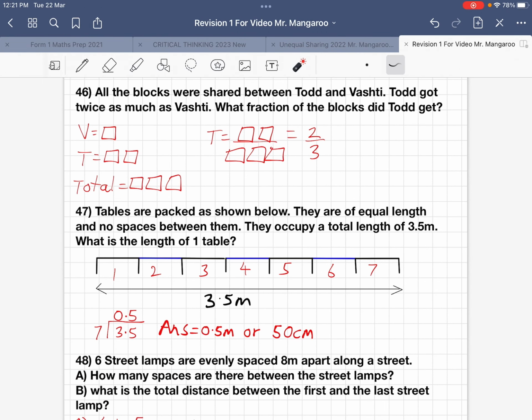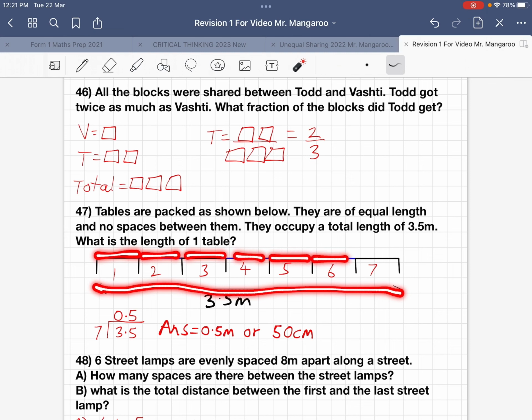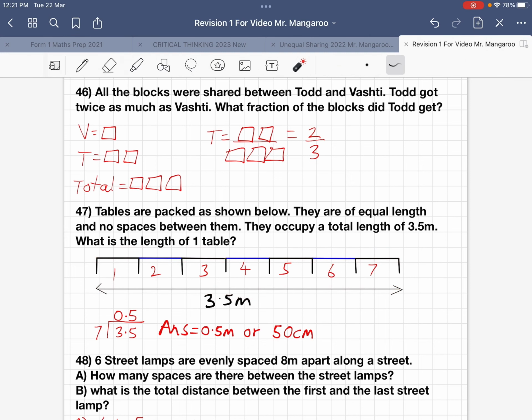47. So we have a total length of 3.5 to be divided by 7 tables. 7 tables span 3.5, so we divide and we get 0.5 meters or 50 centimeters.